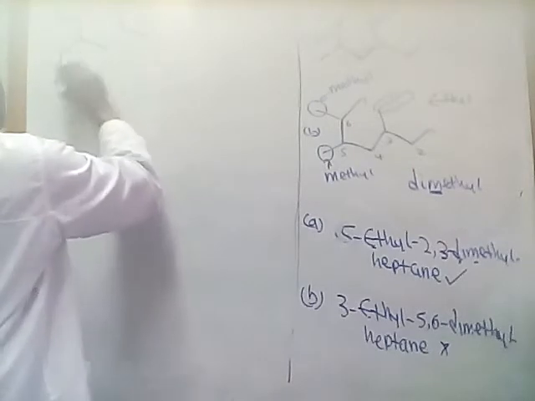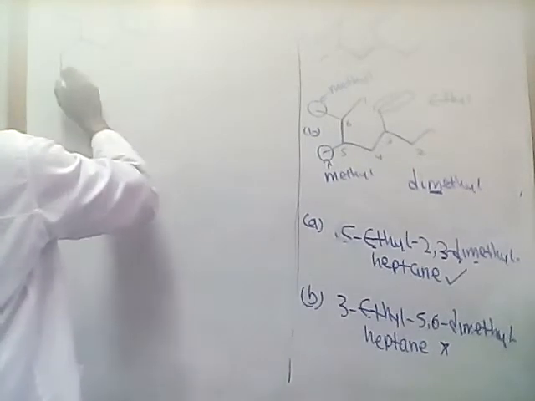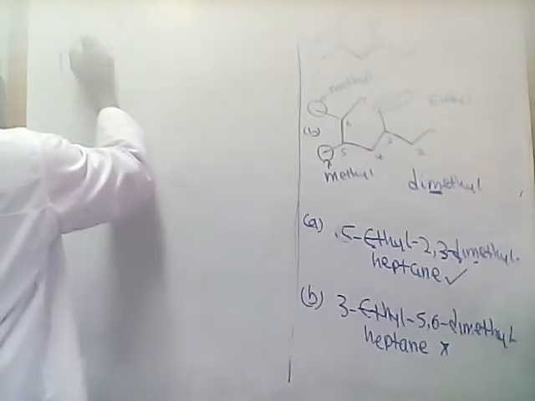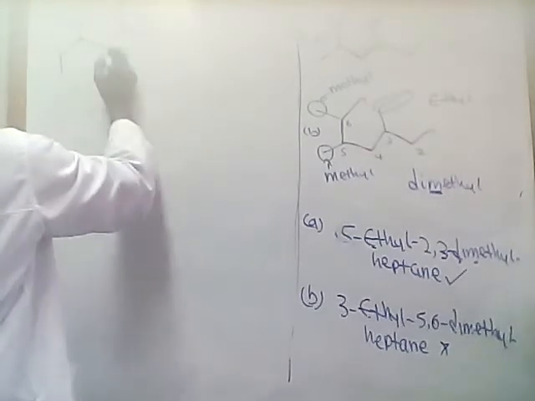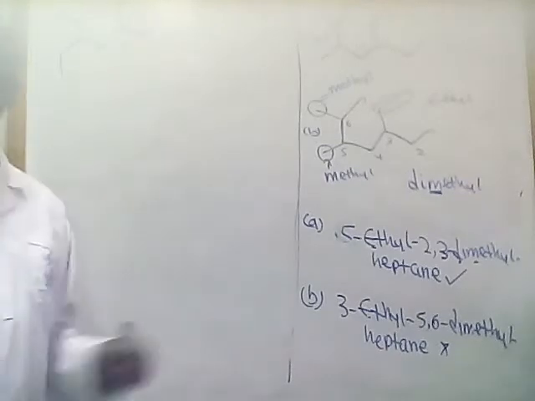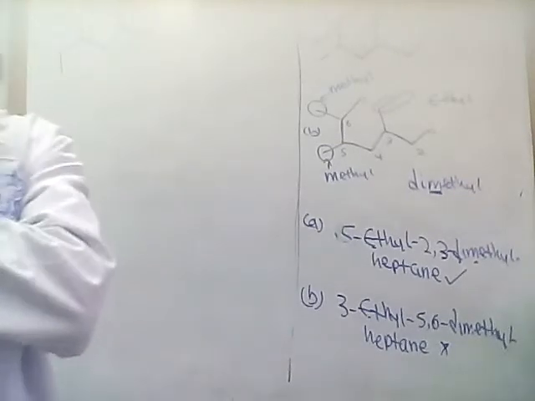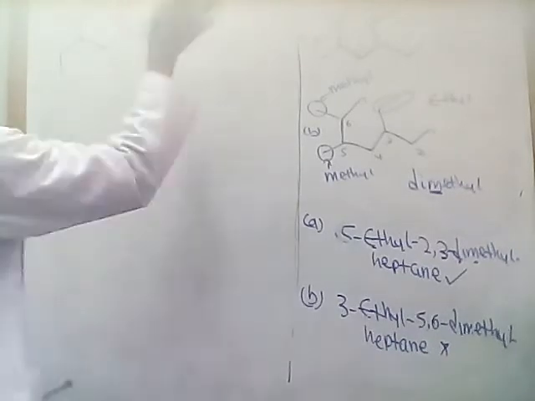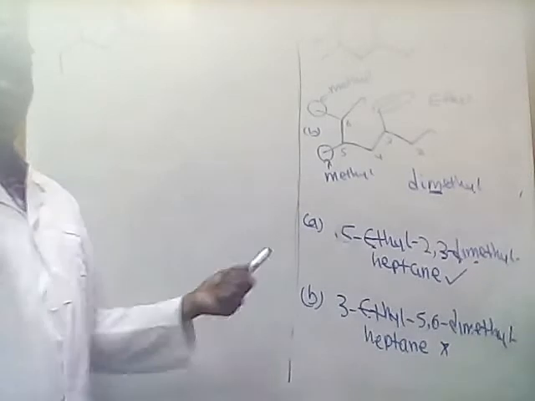So let's look at the longest chain. 1, 2, 3, 4, 5, 6, 7. Now, by lengthening it like that, it gives you a dilemma as to which direction you're going to take, because whichever way you look at it, it has the same number of carbon atoms.